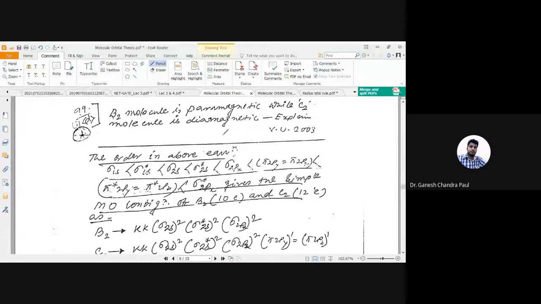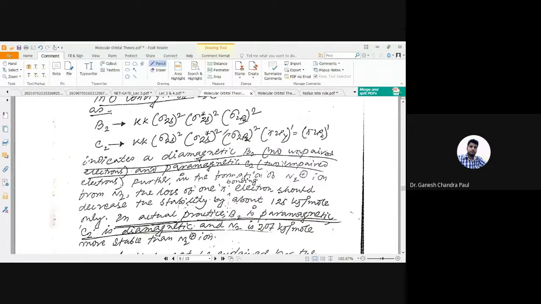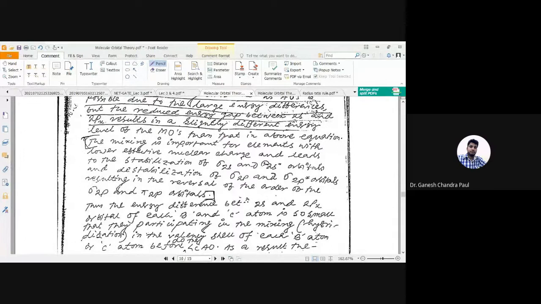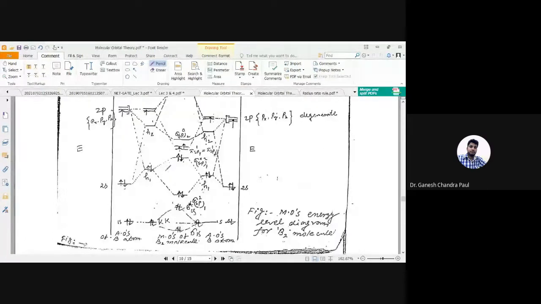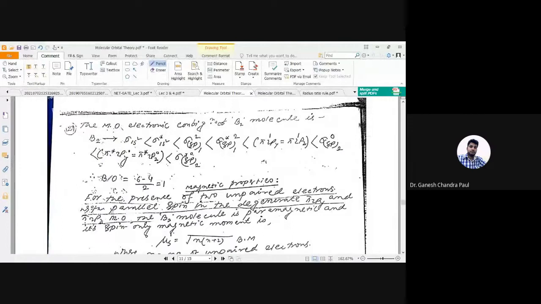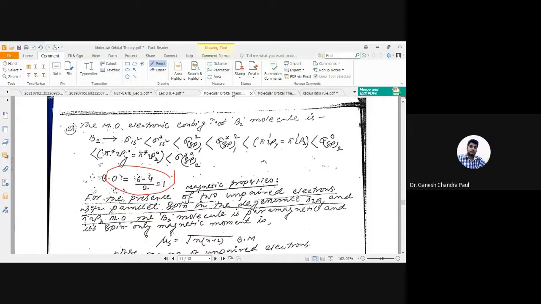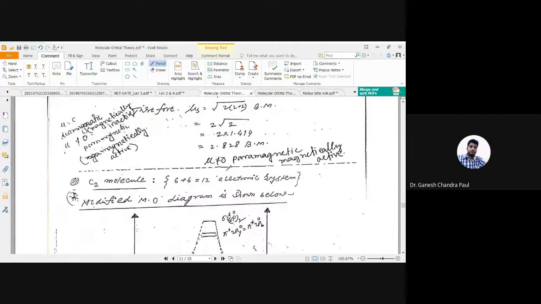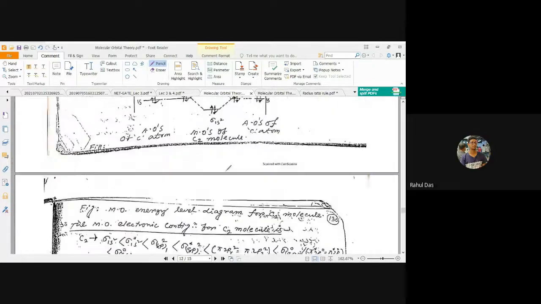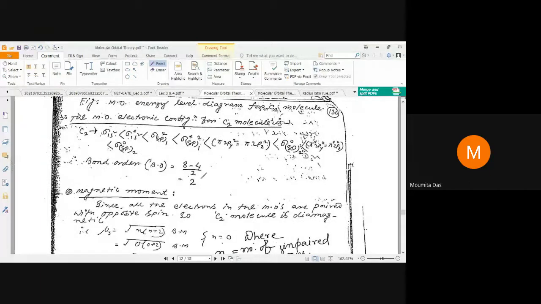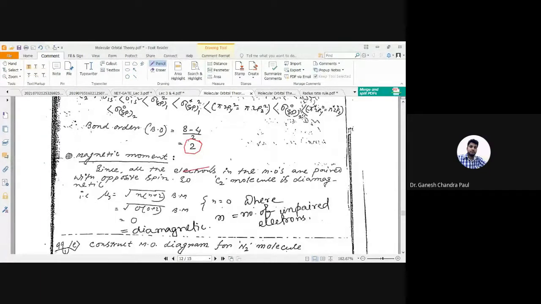B2 molecule is paramagnetic while C2 molecule is diamagnetic. Yes, in case of B2 molecule, you can see here the bond order value is 1. So that means there is only one bond present between these two boron atoms. In case of C2, what is the bond order value? It is 2. Yes, you can see here it is 2.